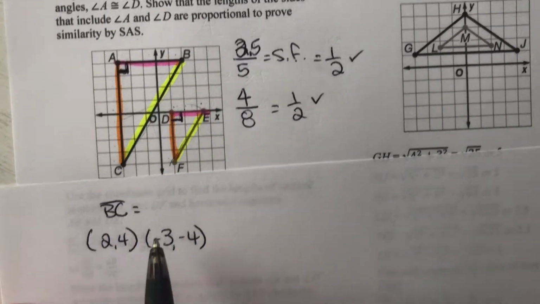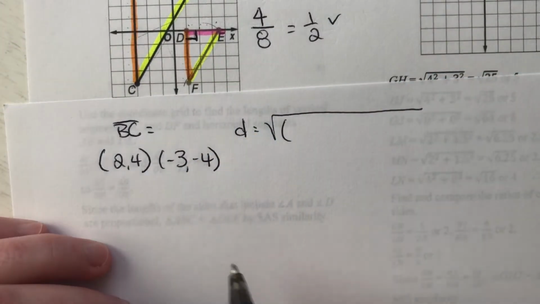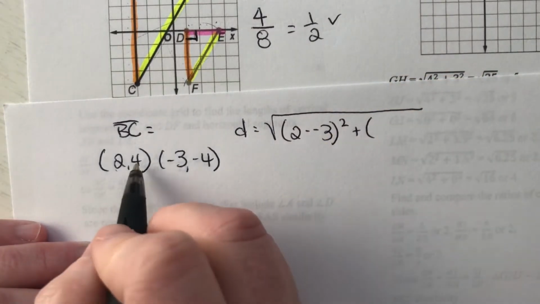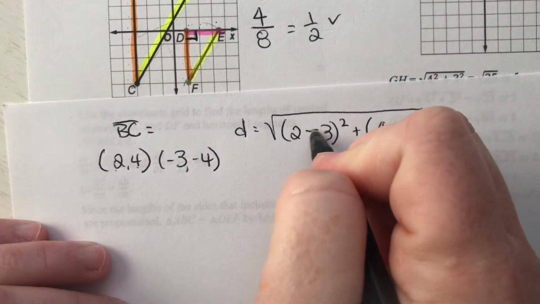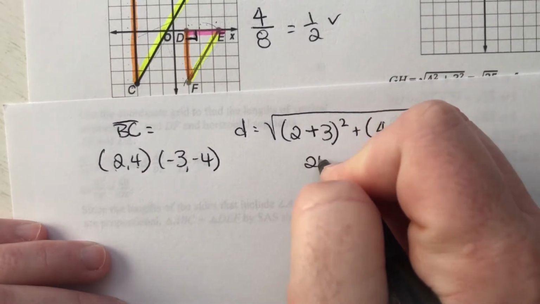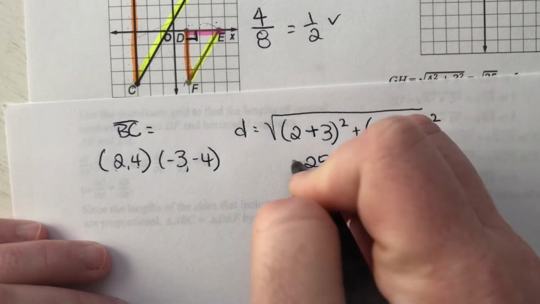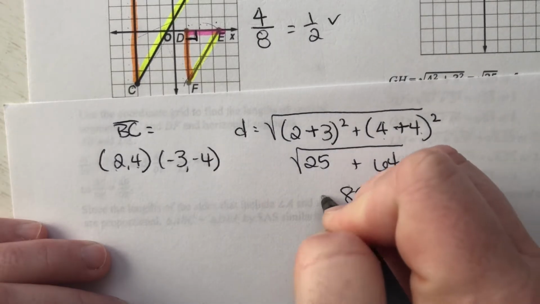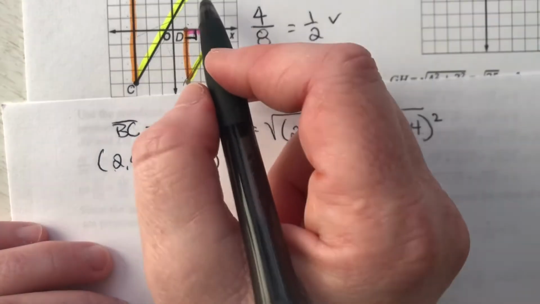So I can find the distance between those sides, right? Distance equals the square root of (x2 minus x1) squared, 2 minus -3 squared, plus (y2 minus y1) squared, 4 minus -4 squared. These become plus signs, double negatives. 2 plus 3 is 5. 5 squared is 25. 4 plus 4 is 8. 8 squared is 64. And 25 and 64 is 89. All right, square root of 89. So that's the length of the long guy.